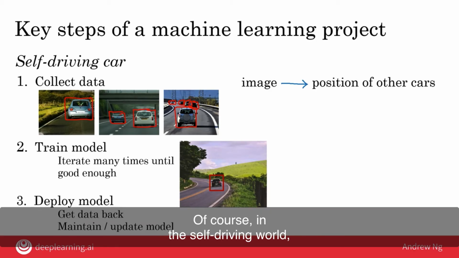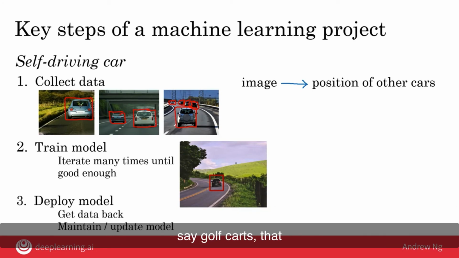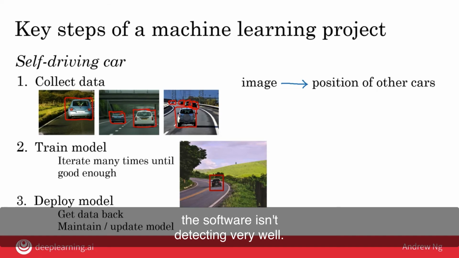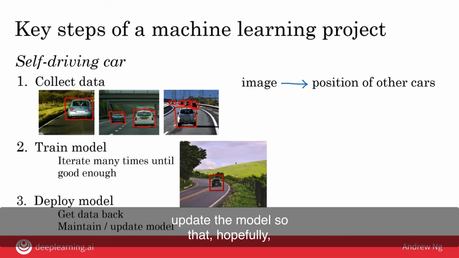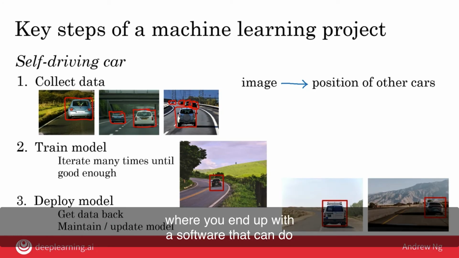Of course, in the self-driving world, it's important to treat safety as number one and deploy the model, or to test the model, only in ways that can preserve safety. But when you put this software in cars on the road, you may find that there are new types of vehicles, say golf carts, that the software isn't detecting very well. And so you would get data back, say pictures of these golf carts, use the new data to maintain and update the model so that hopefully you can have your AI software continually get better and better to the point where you end up with a software that can do a pretty good job detecting other cars from pictures like these.